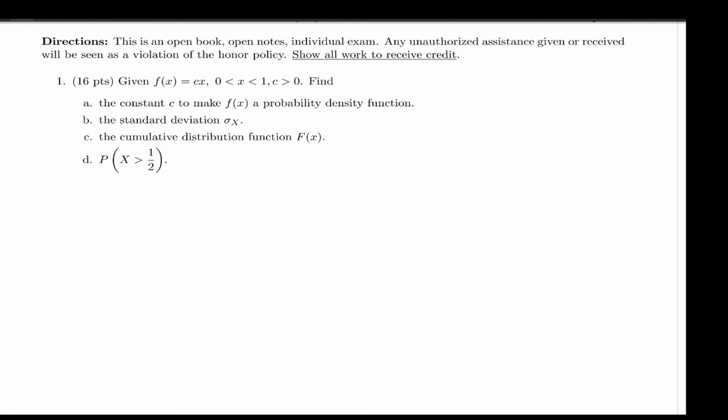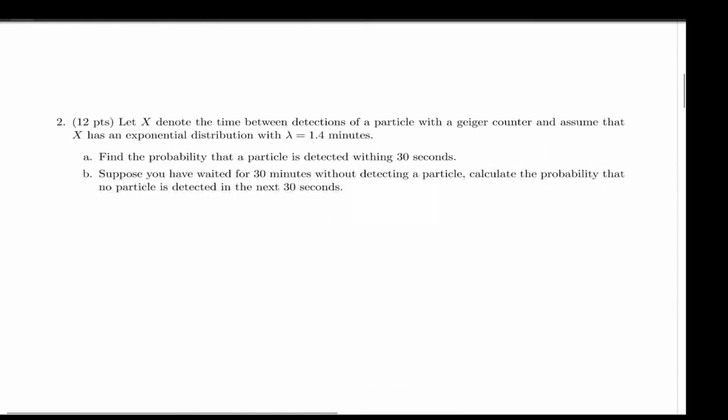Let's see. Eric says, could you go over an example of an exponential distribution problem? Yeah, I think there may be one right here. It says let x denote the time between detections of a particle with a Geiger counter and assume that x has an exponential distribution with lambda equals 1.4 minutes. Find the probability that a particle is detected within 30 seconds.